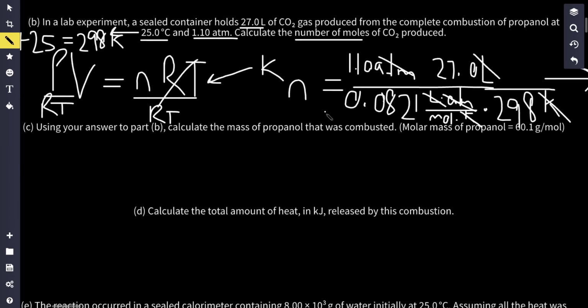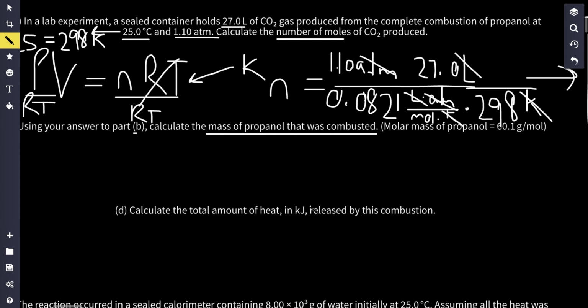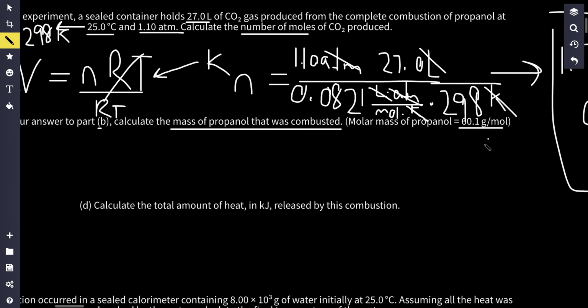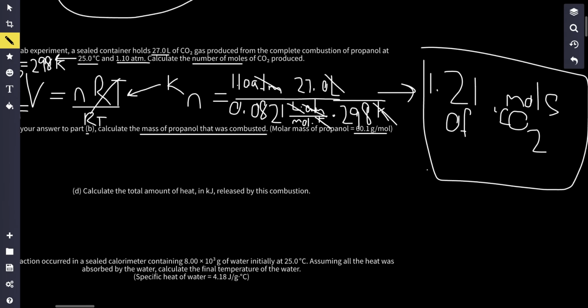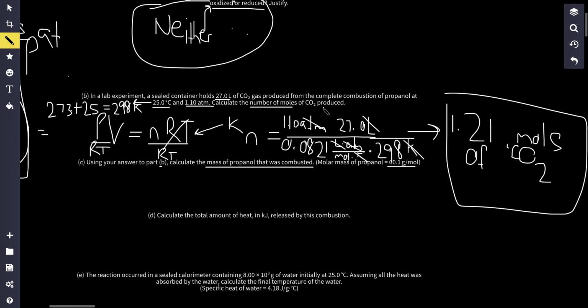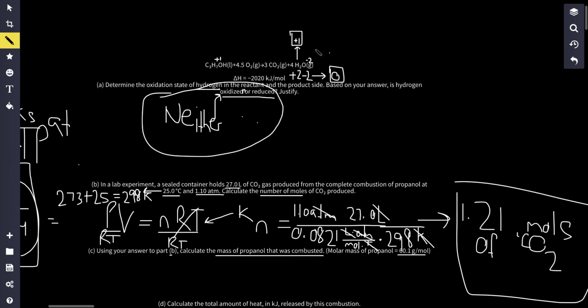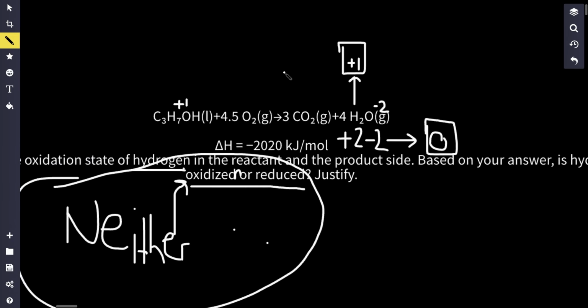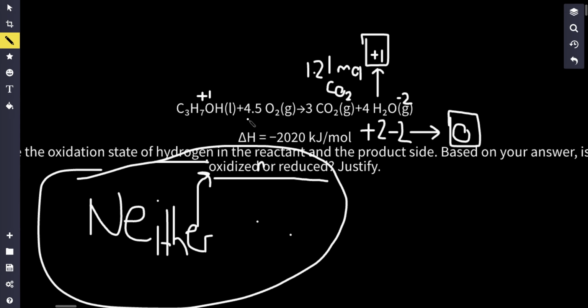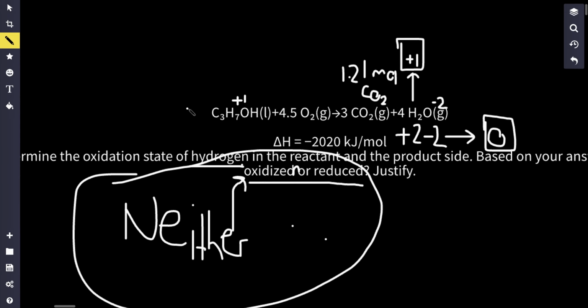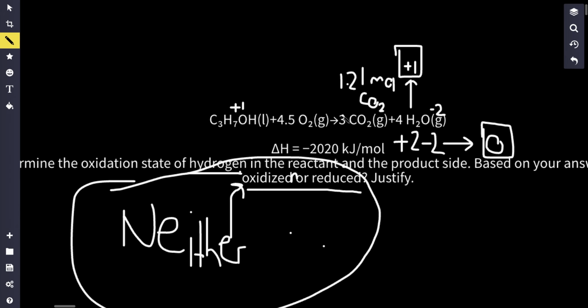All right, once again. Using your answer to part B, calculate the mass of propanol that was combusted. The molar mass of propanol is 60.1 grams per mole. For this, we have to use something called the mole ratio. Now we produced 1.21 moles of CO2. Notice how in order for me to produce 3 moles of CO2, I need 1 mole of propanol, right?